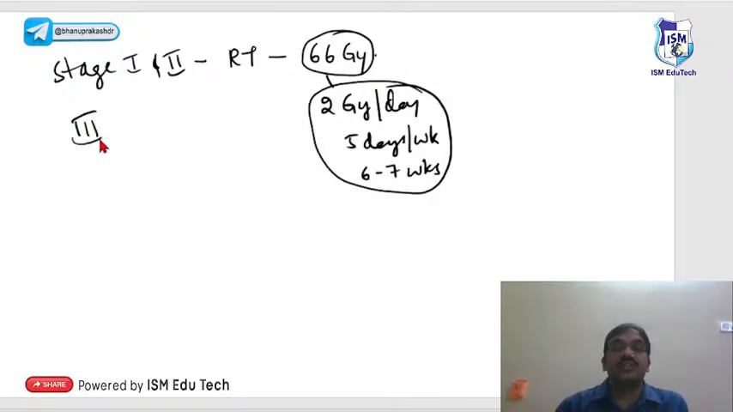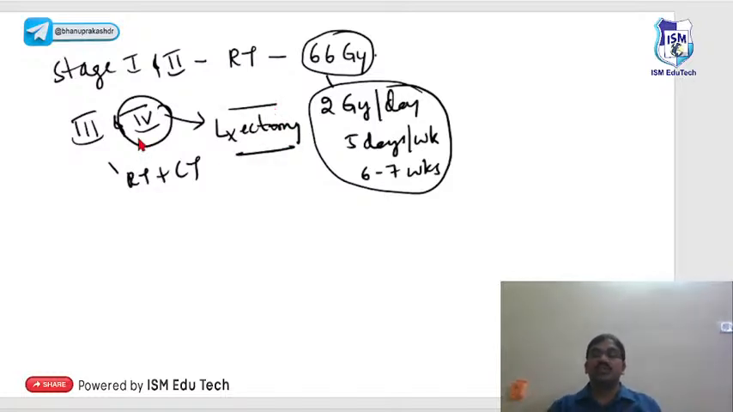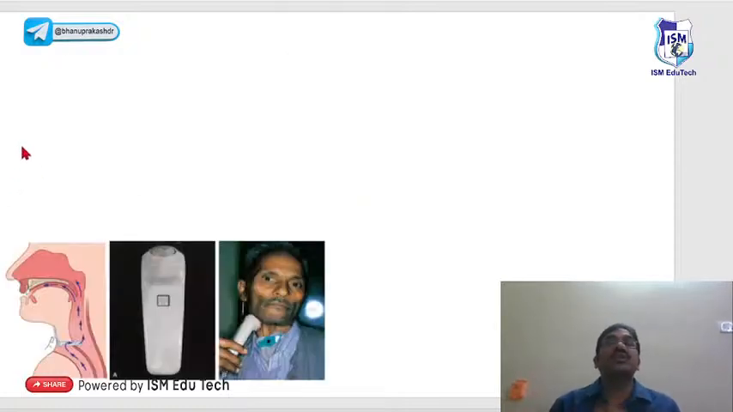And in cases of stage 3 and 4, both radiotherapy plus chemotherapy will be given. And if still not possible in stage 4, you may have to go for a laryngectomy. Complete laryngectomy will be done in case of stage 4. After laryngectomy, if you remove the larynx, what happens? Your vocal cords are gone. Then how is the patient going to get the voice?